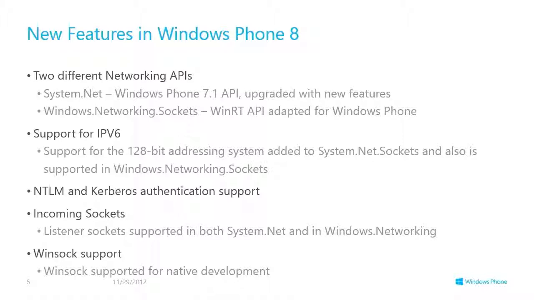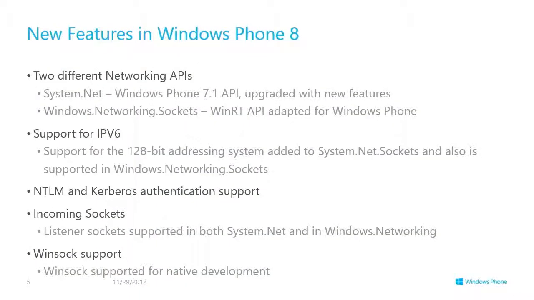A lot of this comes from the benefits of having the shared core with Windows 8. A lot of the support for things like IPv6 is at the low level of the OS, so these are shared modules that we're taking advantage of. We're happy to ride on the coattails of big Windows. Let's get all the stuff we can get for free. And we've got NTLM and Kerberos, which I mentioned. We've got incoming listener sockets. With sockets before, if you wanted to make a sockets connection from one Windows Phone 7 device to another, you basically couldn't.